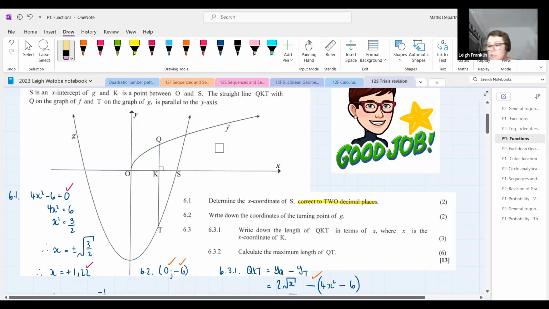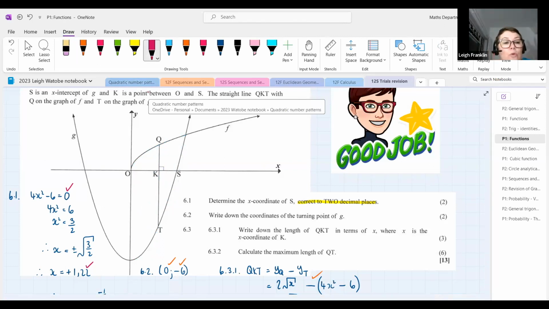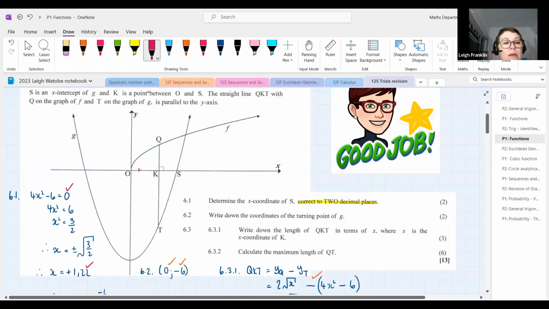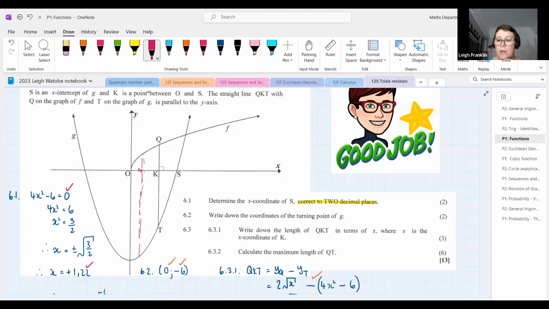The place where it's going to be the longest is when x is equal to a quarter. So that's somewhere around about here or here. I'm not 100% sure. Then QKT will be at its longest, its maximum length. Are we all right with that, Matrix?